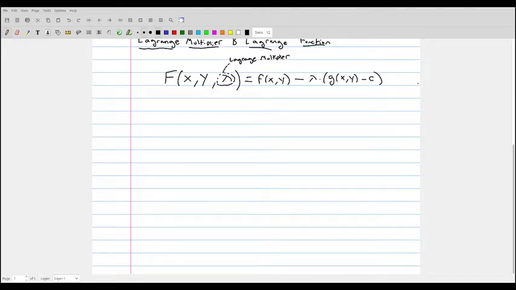So for this new function, we want to think about how to optimize the new function, capital F. And you'll remember from our previous procedure, the first step is to solve for all critical points of capital F.